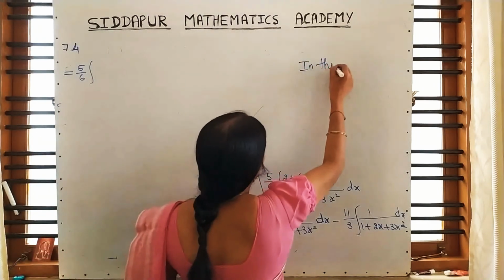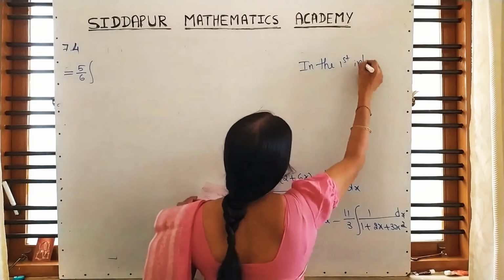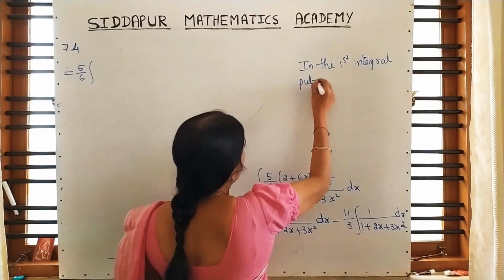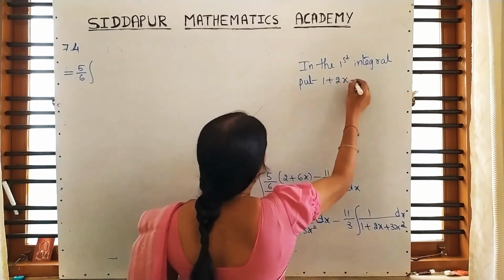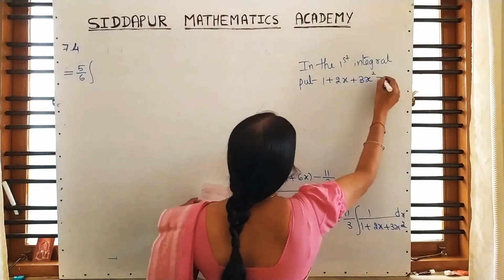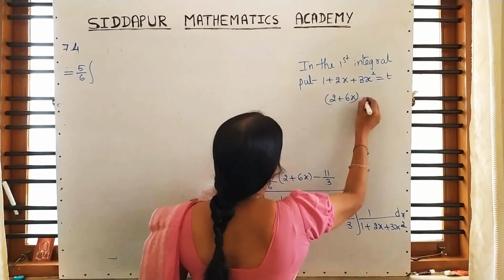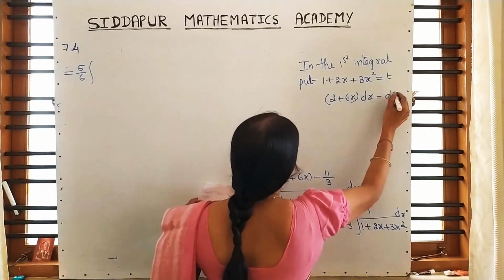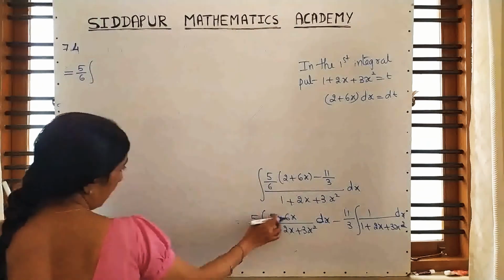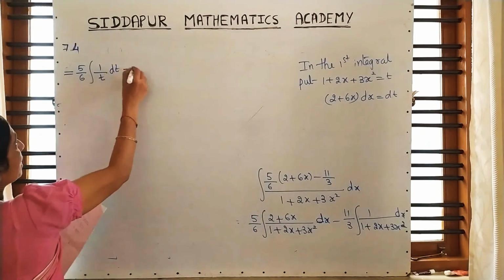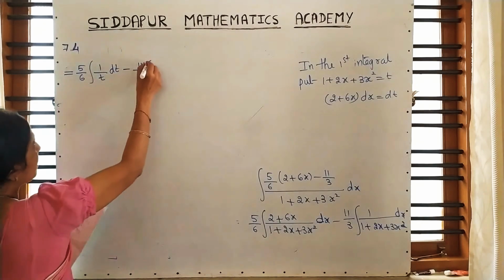In the first integral, put 1 plus 2x plus 3x square is equal to t. It is 2 plus 6x into dx is dt. You got the numerator or what? Yes. So this is 1 by t into dt minus 11 by 3.